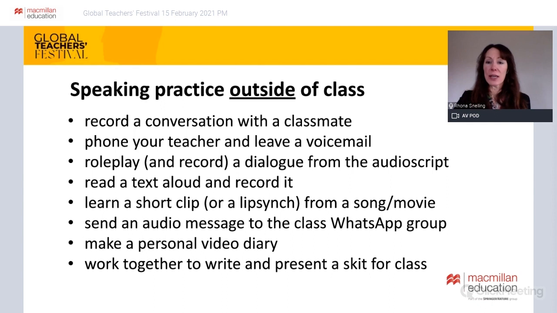Let's now move on to our next letter. So we've done F, fluency and accuracy. We've done E, error correction. We've done S, student talking time. Next up is T for, any ideas what T could stand for?